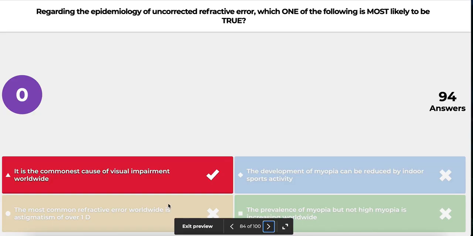The development of myopia can be reduced by outdoor activities, like sports activities, but any sport or any activities indoor will make someone look at a closer distance, leading to increased accommodation, increasing the myopia. So outdoor will be the best. The most common refractive error worldwide is myopia, and the prevalence of myopia is high for both myopia and high myopia.